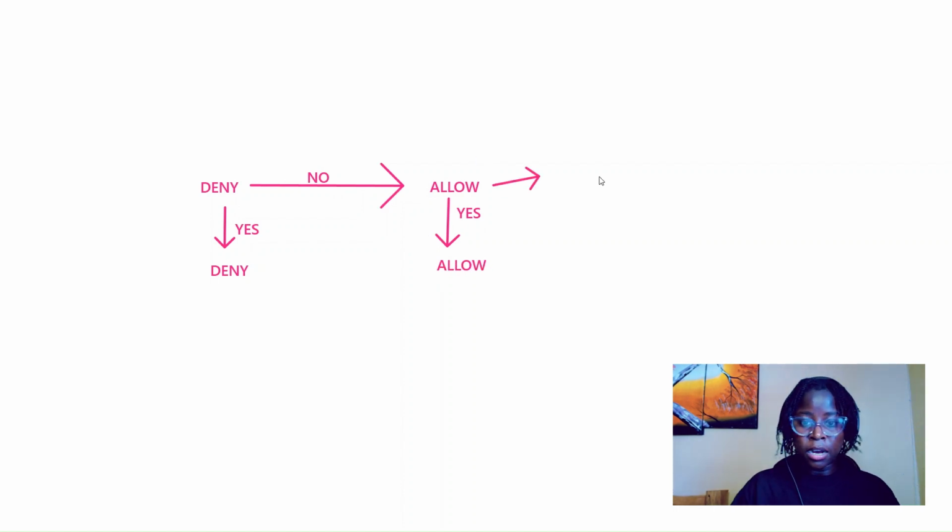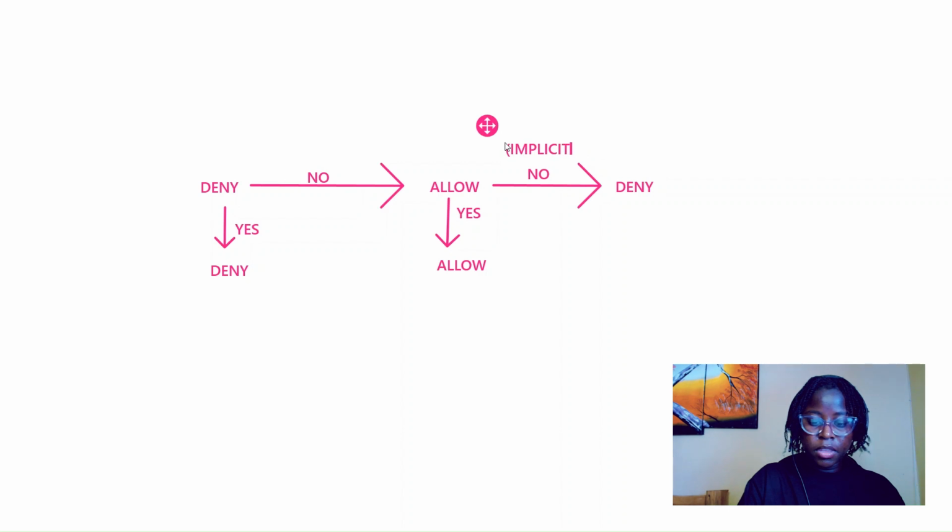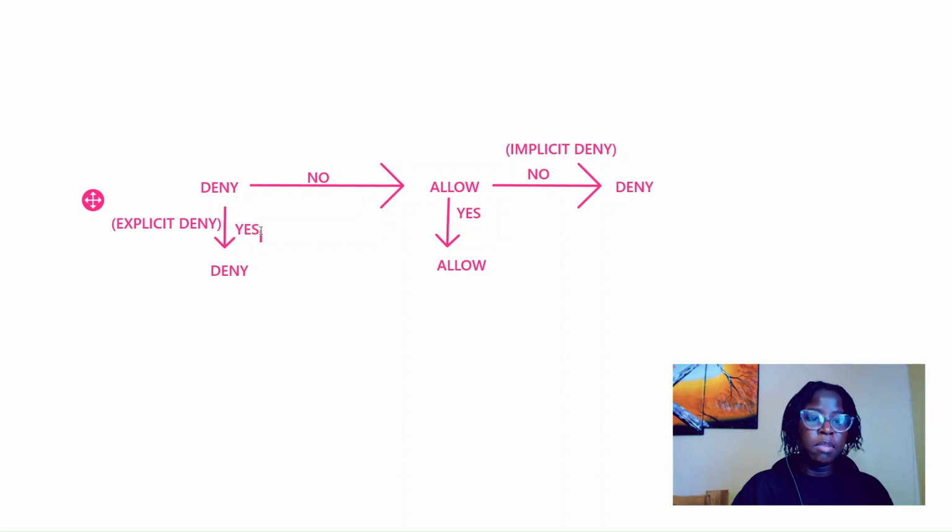But if there is no allow, then it will deny. This is what we call an implicit deny. And this is what we call an explicit deny. Explicit deny, because it was written in the rules first, we are denying. But if there is no allow rule, then it will implicitly deny that specific action that you're trying to do. So this is how policies are evaluated in AWS.